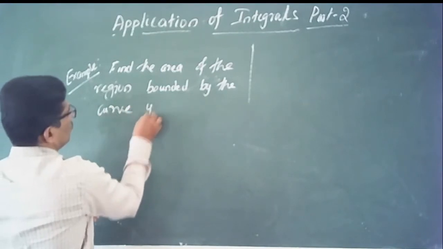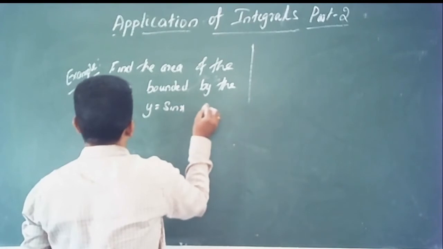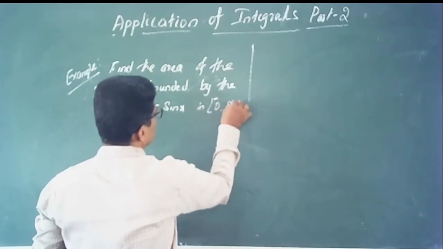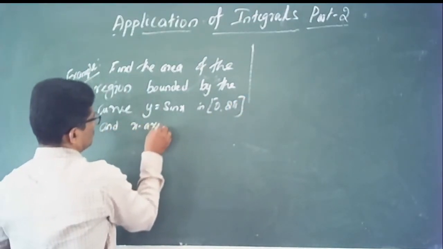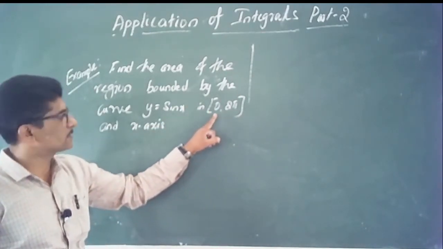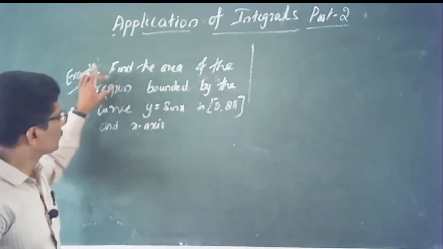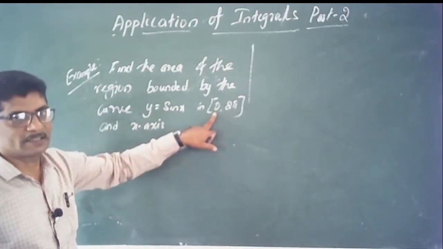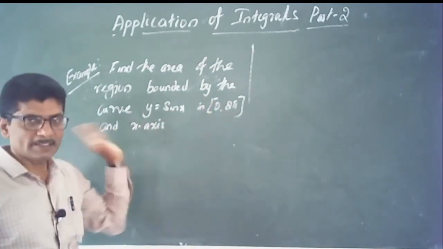Find the area of the region bounded by the curve y is equal to sin x in the closed interval 0 to pi and the x-axis. Y is equal to sin x and the lines, it means x is equal to 0 and x equal to 2 pi, and the x-axis. Find the area of the region bounded by the curve y is equal to sin x, with the conditions x equal to 0 and x equal to 2 pi and the x-axis.